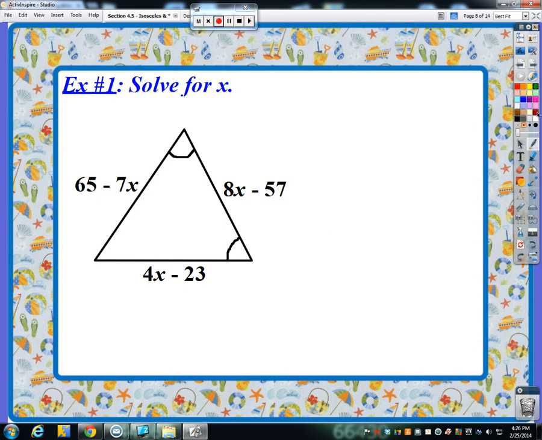So let's look at some actual applied problems here. So it says solve for x in example 1, and I look and I've got 3 sides and they all have x in common. So it doesn't really tell me much here.